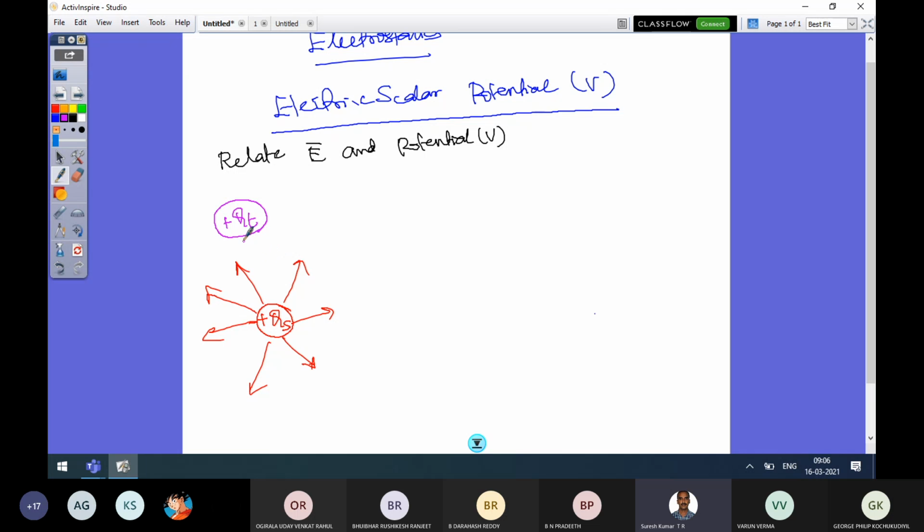Now, if you want to move the test charge from this location, let us say A, to another location B, let us say I am taking this path. In the case of the electric field exerted by the source charge Qs, we are moving a positive charge, the test charge Qt, from location A to location B.